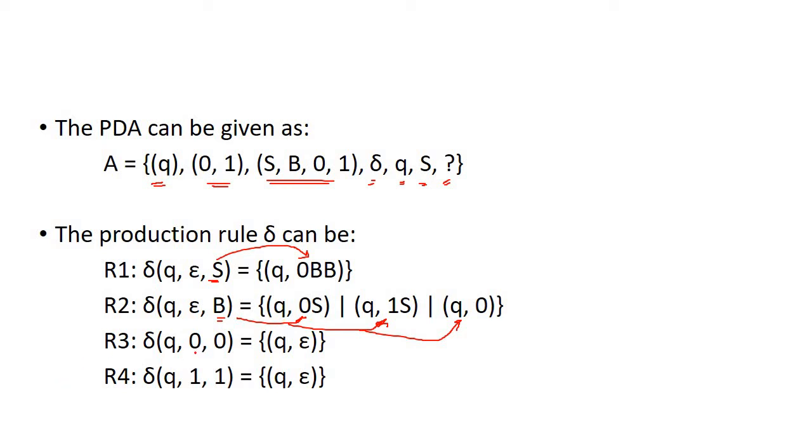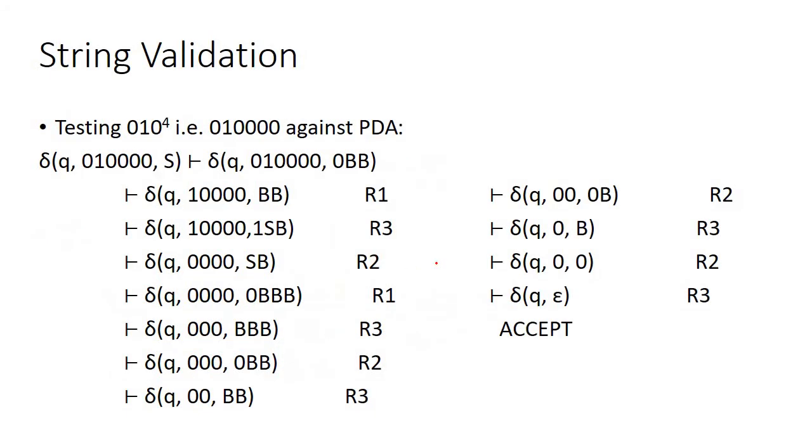It's up to us. For zeros and ones, for example, this is Q0, so we can jump to Q1 popping out 0. From Q1 we can move towards Q2 popping out 1. So these two rules help us to convert this context-free grammar into an equivalent PDA.